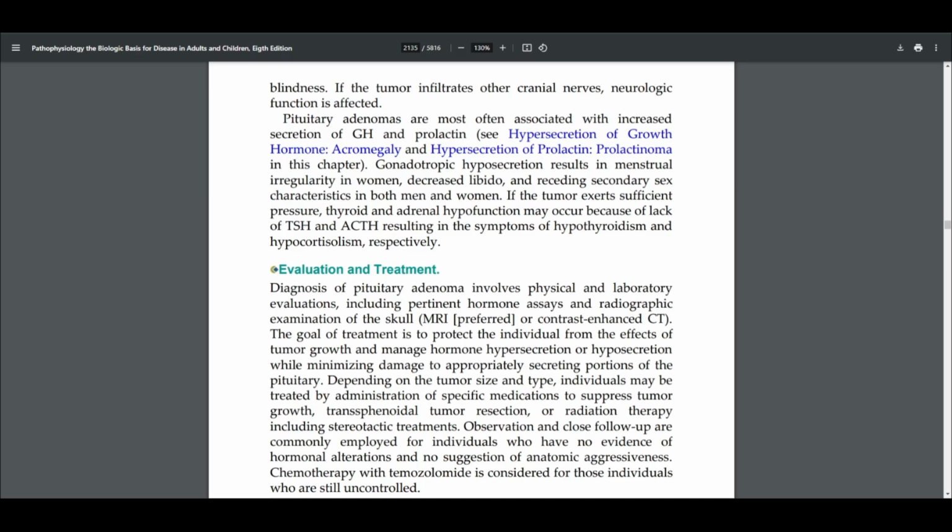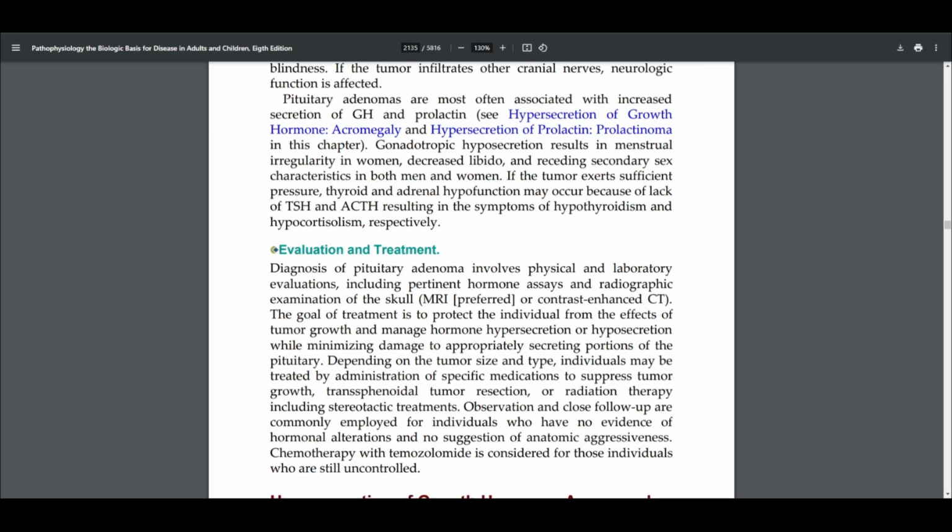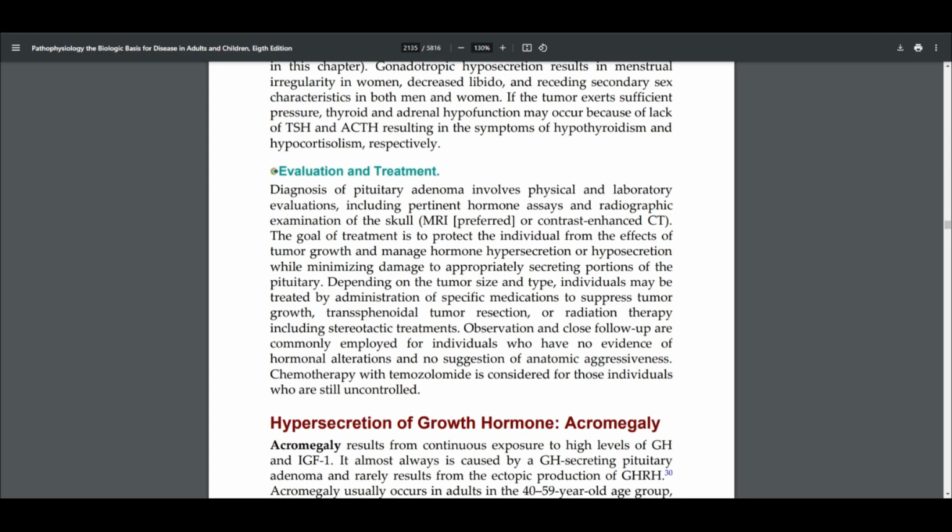Pituitary adenomas are most often associated with an increased secretion of growth hormone and prolactin. Gonadotropic hyposecretion results in menstrual irregularities in women, a decreased libido, and receding secondary sex characteristics in both men and women. If the tumor exerts sufficient pressure, thyroid and adrenal hypofunction may occur because of lack of TSH and ACTH, resulting in symptoms of hypothyroidism and hypocortisolism, respectively.